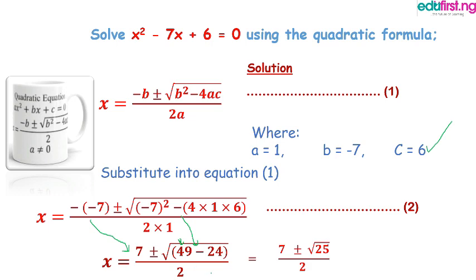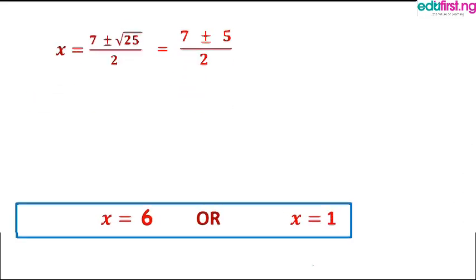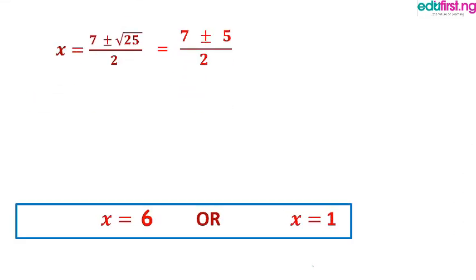We simplify it further. 7 plus or minus square root of 25, that is to say 49 minus 24 gives us 25, divided by 2. And we have 7 plus or minus 5 divided by 2, that is to say the square root of 25 is 5. We solve the fraction. We have plus or minus, which means we are going to have two answers.